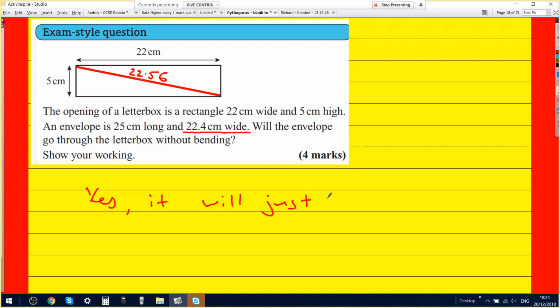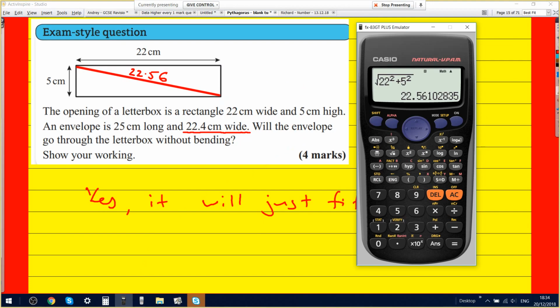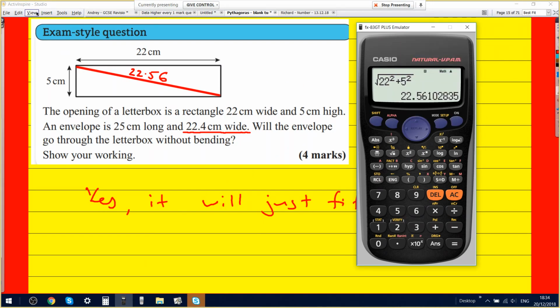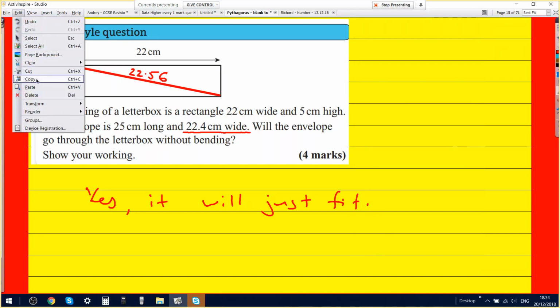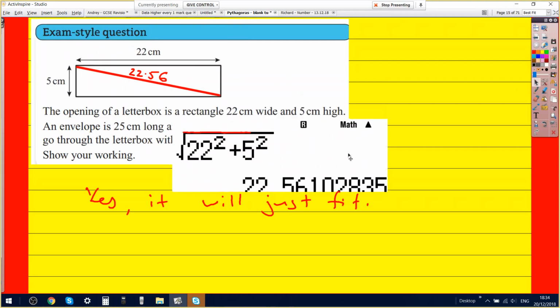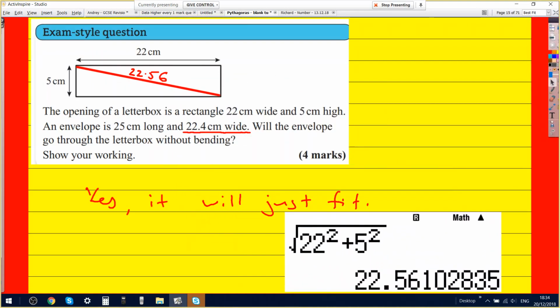And actually, hang on. I might not get any marks for that, so I better show my working out. And so your working out would be this thing here. In a square root, one side squared plus the other side squared.